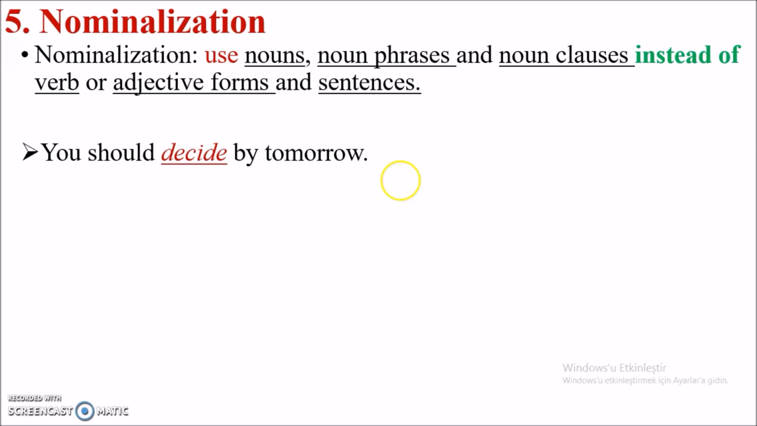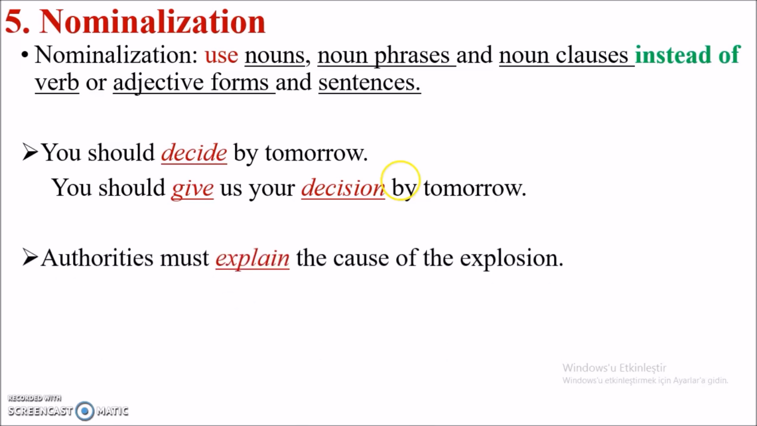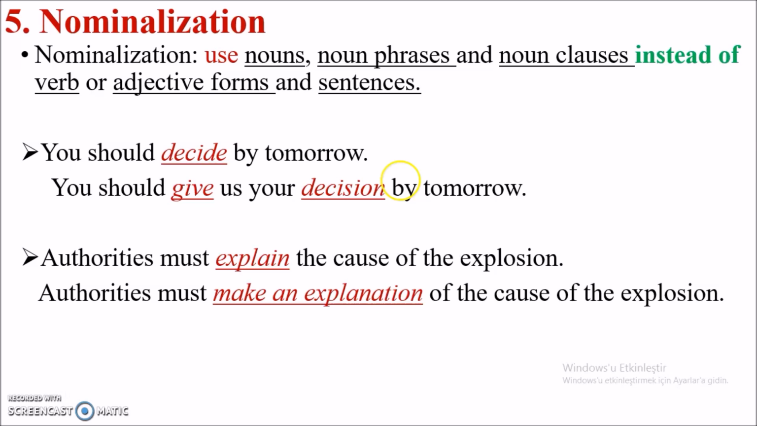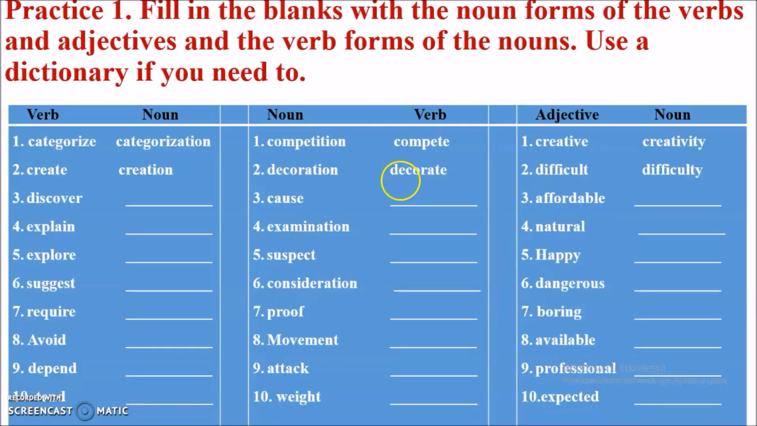We know that decide, if it is used in a collocation, can be used as give us your decision, give a decision, okay? Or, authorities must explain the cause of the explosion. Explain is a verb here, but if I want to change its form, you could say authorities must make an explanation of the cause. I change the verb explain into explanation. Same goes with announce. I want to announce something, or I have an announcement to make. It's a different way to say it, but the meaning is still the same.